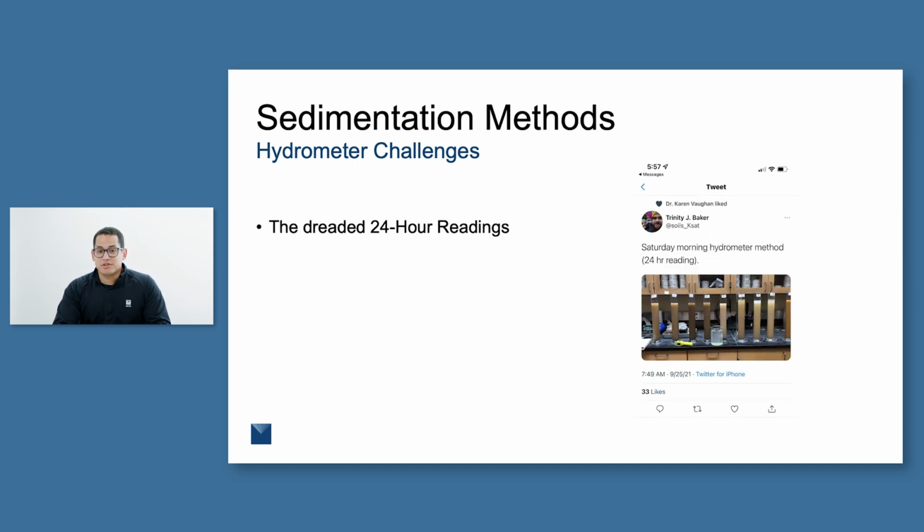And one other challenge with the hydrometer method is the dreaded 24-hour reading. And I brought this up. This was a tweet from a soil scientist who's doing hydrometer measurements, and he posted Saturday morning hydrometer method, the 24-hour reading. And that's an issue. One of the challenges with the hydrometer method is, again, like I said, we have to be there at set intervals. And so that means we need to get that 24-hour reading. And that could be on a Saturday. It could be at really weird hours that you need to make those measurements. And so those are just some of the challenges with the hydrometer method and making those measurements.